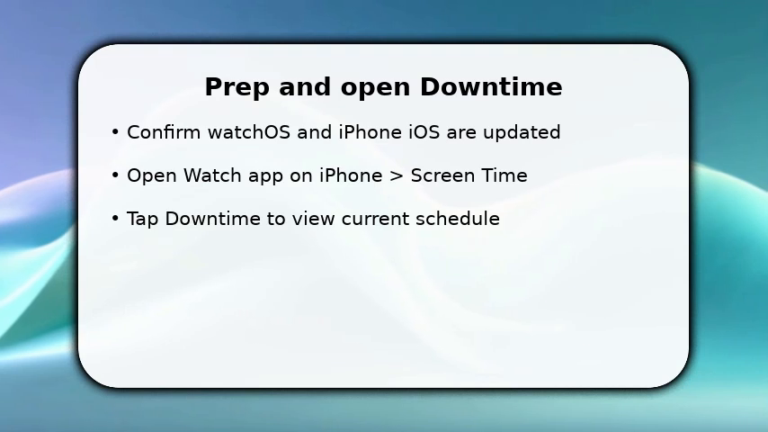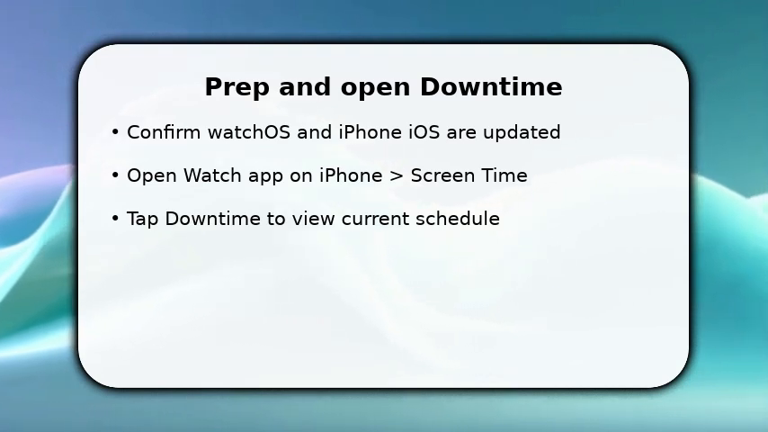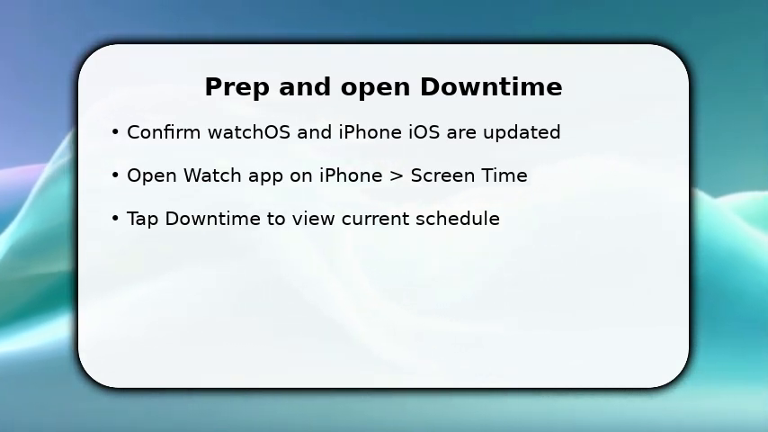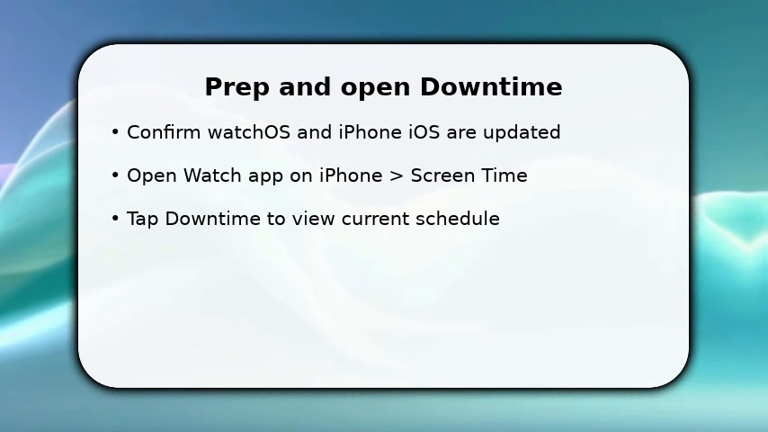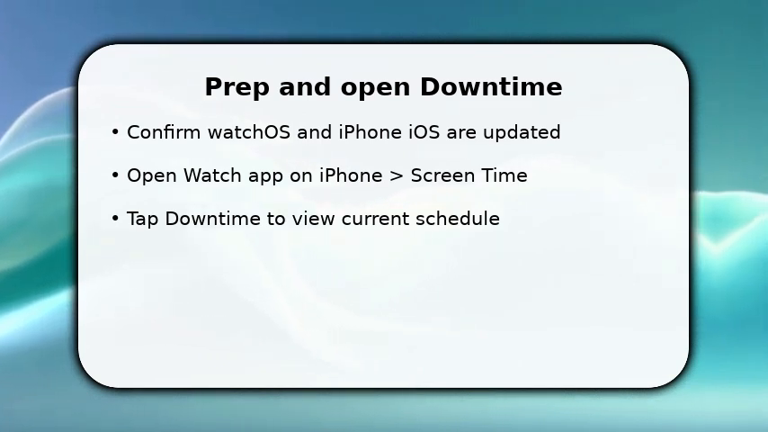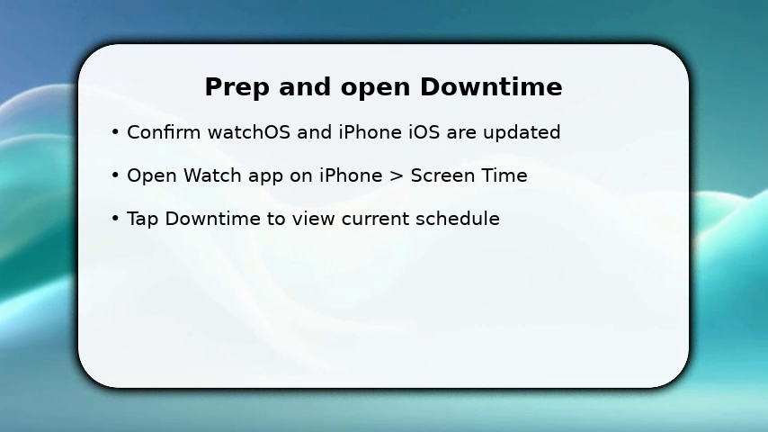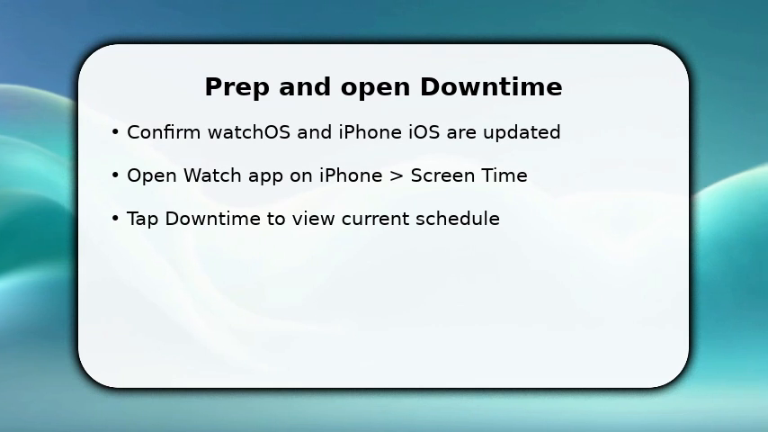You start by making sure both devices are updated so settings sync reliably. Open the Watch app on your iPhone and go straight to screen time. Once there, tap Downtime to see any active schedule and current limits. You're looking for the toggle and the schedule grid. This is where rules live.